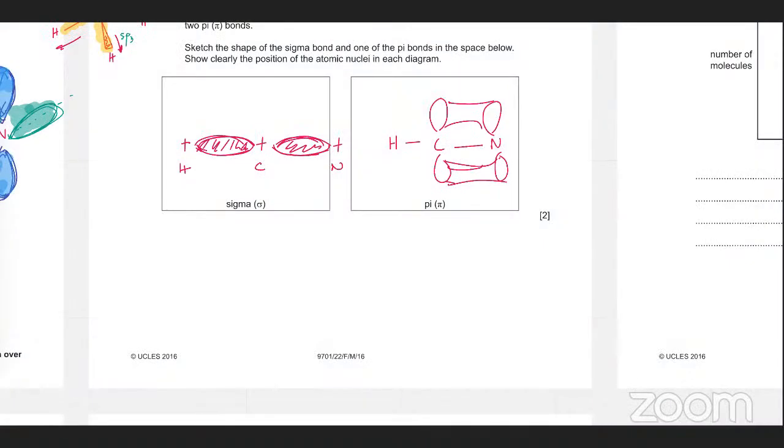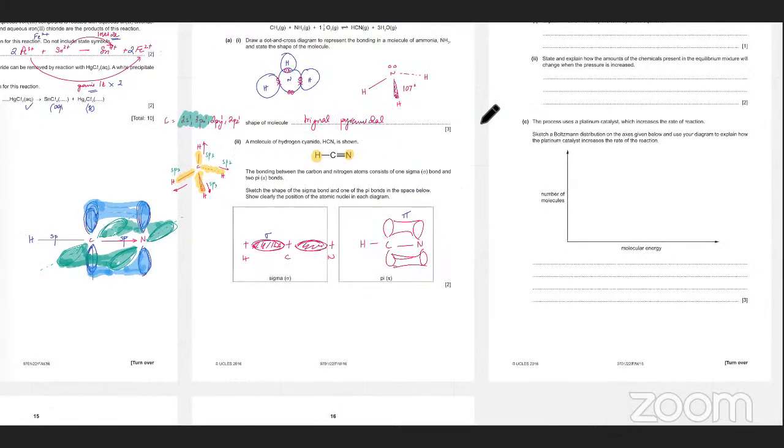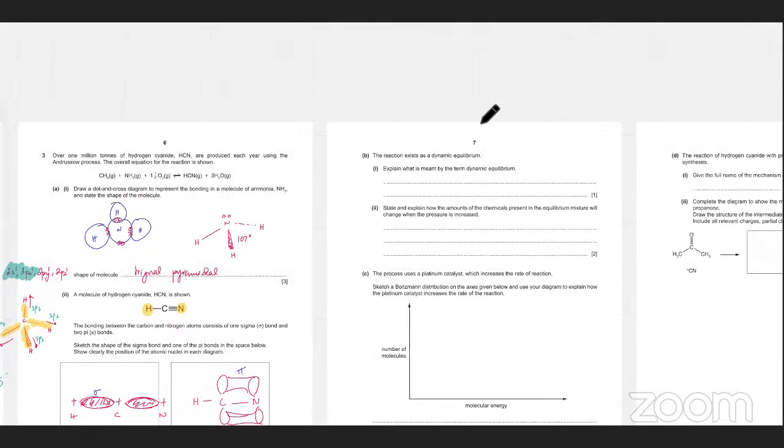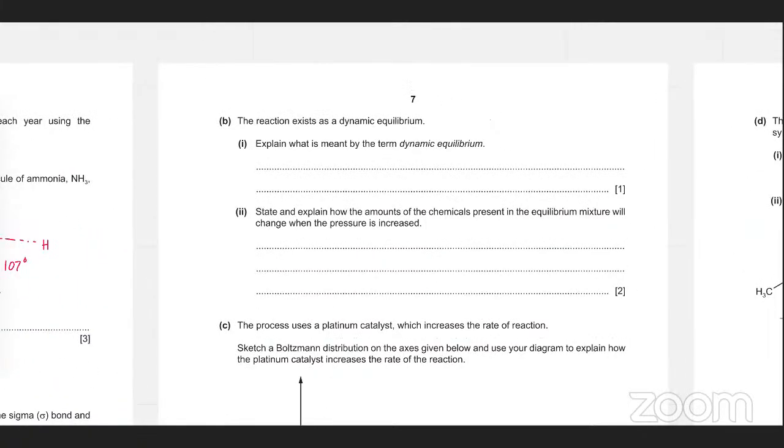Just showing the electron density is in the middle, and over here, the electron density is above. And you just have to tell them that this was a pi bond and this is your sigma bond. Now, they were just looking for one sigma and one pi bond. Next one is what is meant by the term dynamic equilibrium. So it's the rate of forward reaction becoming equal to the rate of backward reaction in a reversible reaction.